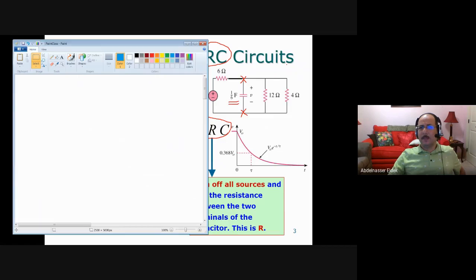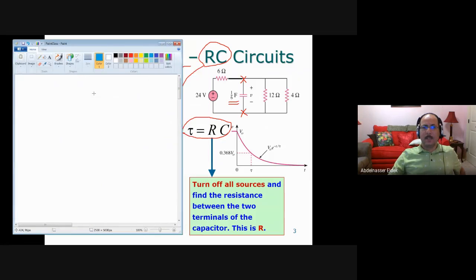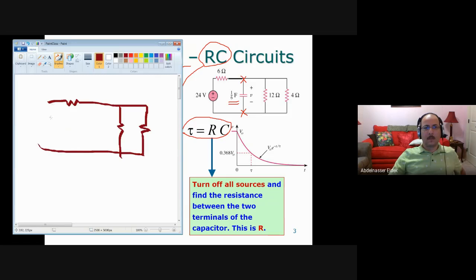Let me do it here. Okay, so for example, let's look at this. You have this circuit, and you have this voltage source. Usually when you calculate the total resistance, you have to turn off the source. When you turn off a voltage source, you replace it by a short circuit. If it is a current source, it's an open circuit.